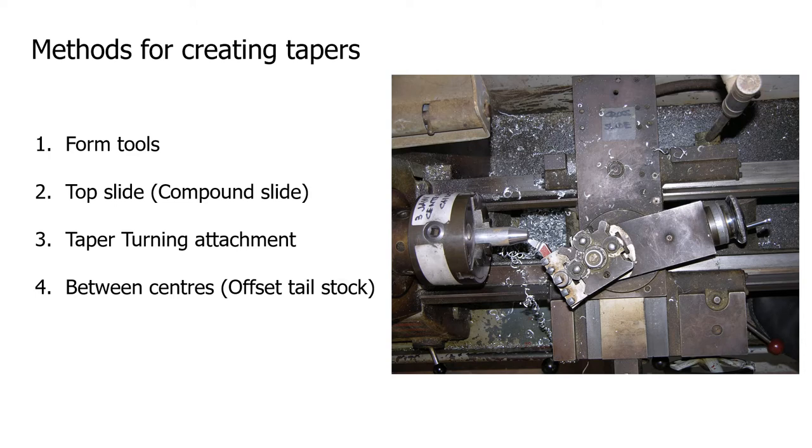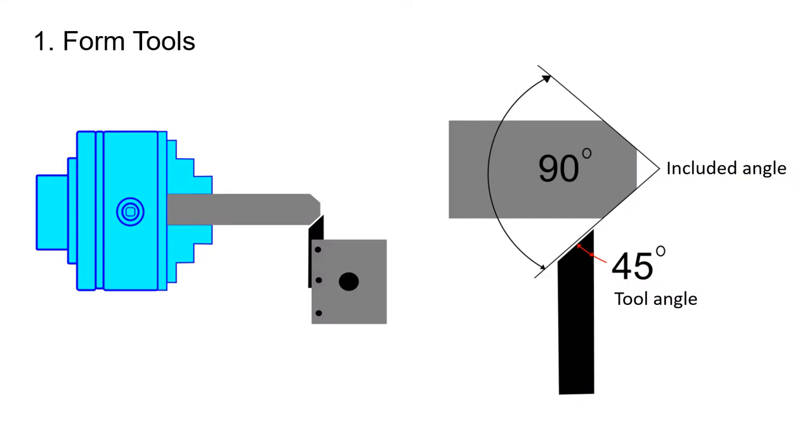Let's look at the methods for creating tapers on the center lathe. The first method is using form tools. In this example, the form tool is plunged into the workpiece, transferring the shape from the tool directly onto the workpiece. In this example, the tool is a 45 degree profile and it creates a 90 degree included angle.